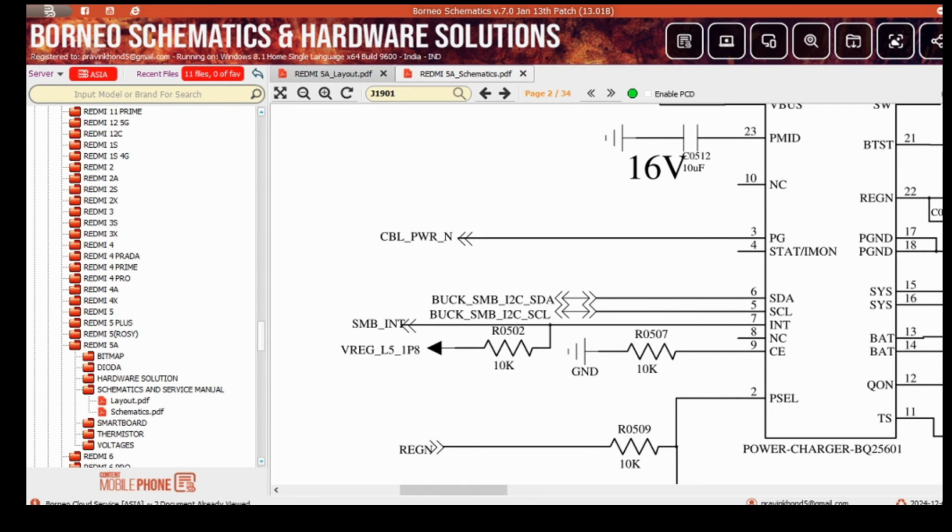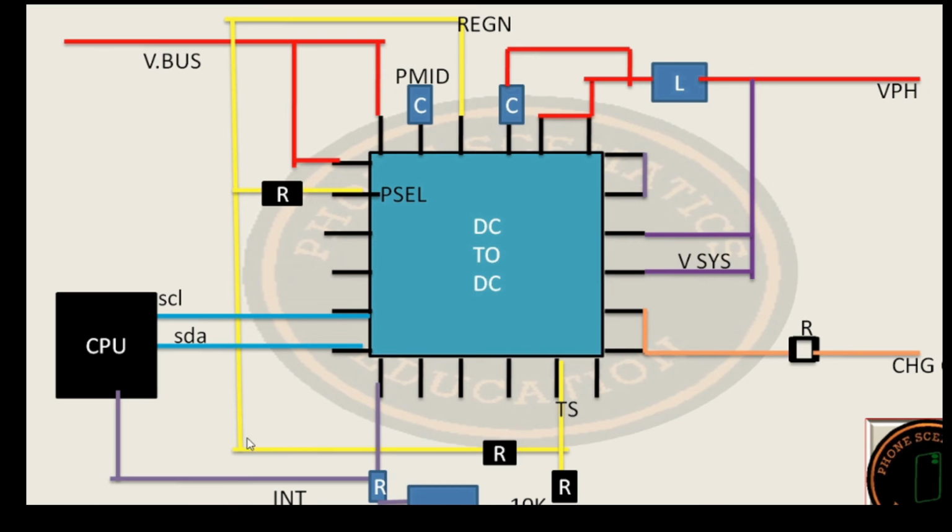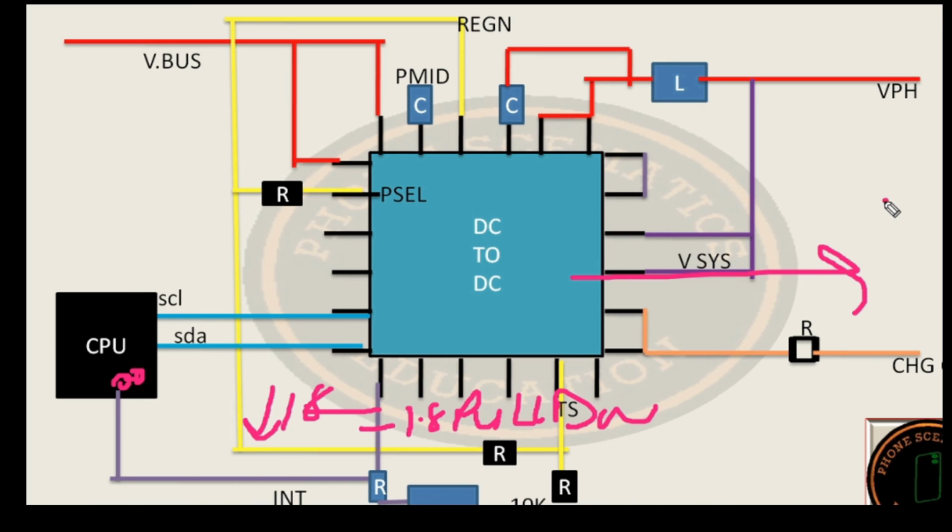Now get back to the block diagram, right? If this line is damaged, your charging symbol does not show. When you connect a charger, this line has 1.8 voltage pulled up, and pulled down internally by the CPU. When you connect the charger, the CPU connects this point with the ground, so the 1.8 voltage drops. After that, the CPU creates a charging symbol on your display, your LCD.